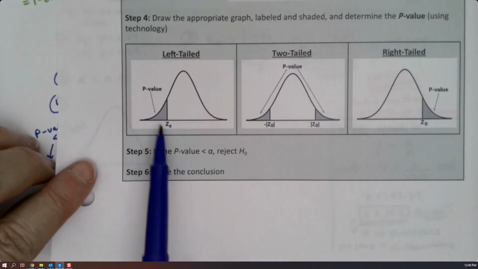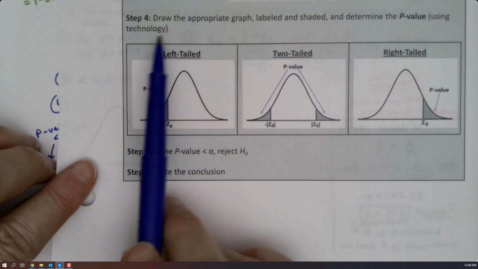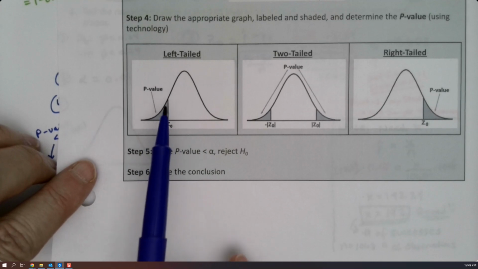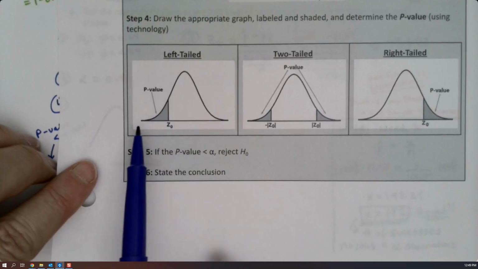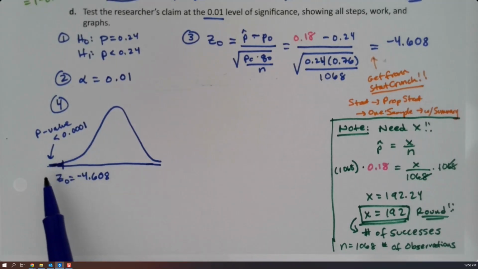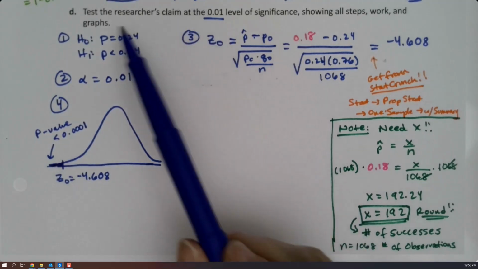I'm drawing the picture just like we see here. See how the z0 is there? We're doing a left-tailed test, right? So there's my p-value. The problem is that my p-value is just not this big. I have a really teeny tiny tail, so I've just put it further over. There we go.